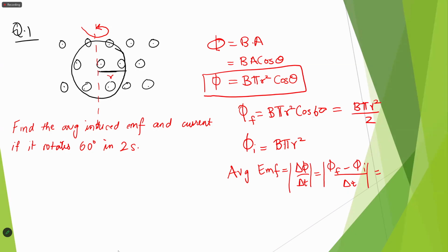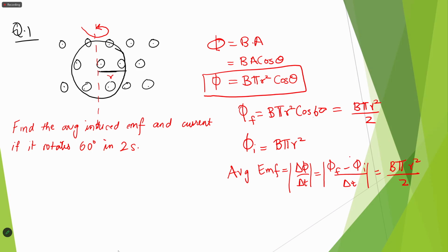Okay, so let's take this one minus this one. It will give me b pi r square divided by 2. Anything divided by half of it will give you half of it back, right? 1 minus half is half, correct? So b pi r square minus b pi r square divided by 2 will give me b pi r square divided by 2.